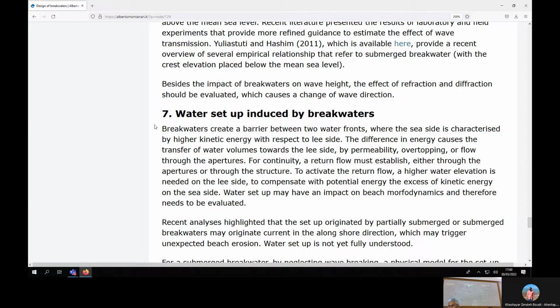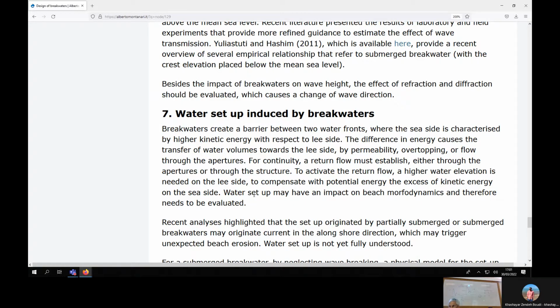So what happens is that you have a flow of water through the breakwater or from overtopping, and you have a mean water level on the lee side that is higher than the mean water level on the offshore side. And this is something that is significant. It's not just a matter of a few centimeters. It can be very significant when you have a very energetic environment, which causes also a return flow. So when the energy on the offshore side goes down, then you have a return flow, of course, from the lee side to the sea side.